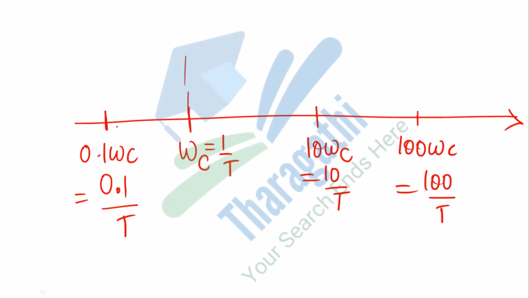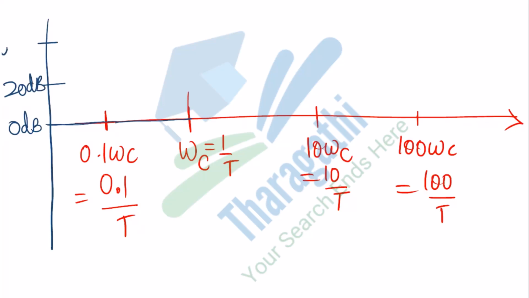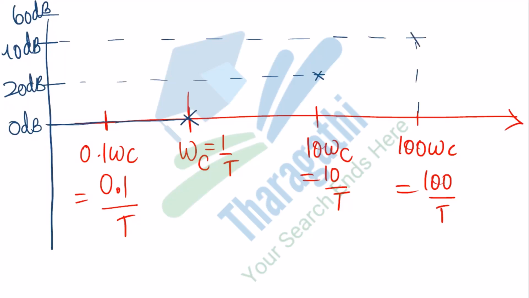So for omega values less than omega c, it is a straight line having a gain of 0 dB. So this is the 0 dB line. Here I have taken 20 dB, 40 dB and 60 dB. Its magnitude is equal to 0 at omega c equal to 1 by T. When omega is equal to 10 omega c, the magnitude is equal to 20 dB. When omega is equal to 100 omega c, the magnitude value is equal to 60 dB.